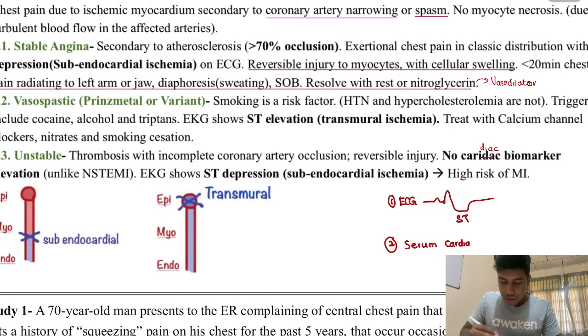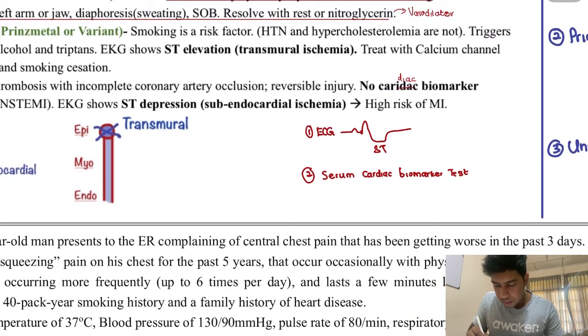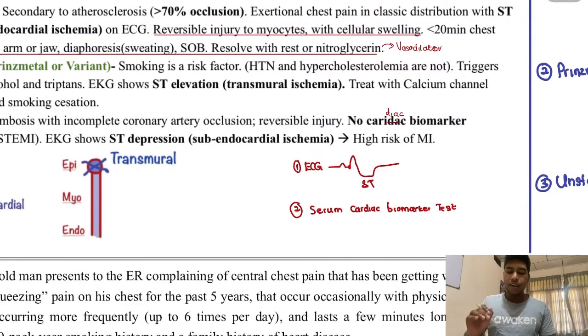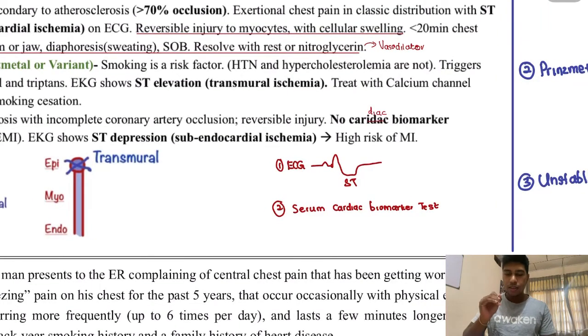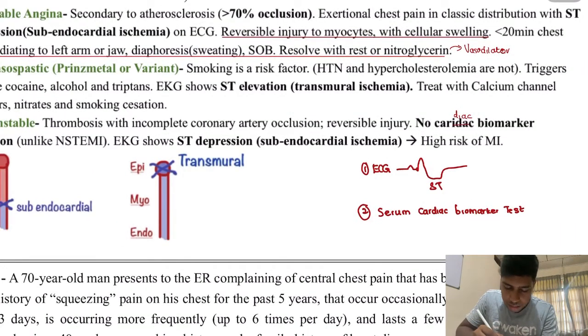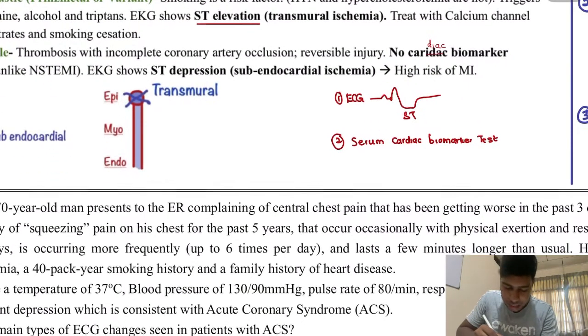Next, you do a serum cardiac biomarker test. Now you need to understand, we need to know if there is a myocardial infarction happening. Our best tool is the ECG. If right now I'm talking about angina, you might see nothing, no changes, no abnormalities, or you might see ST depression or even ST elevation.